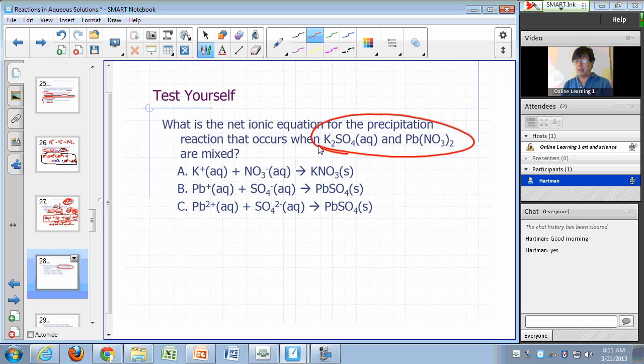One of these you can eliminate right away based on the solubility rules. The other one you can eliminate because it doesn't have the correct formula.